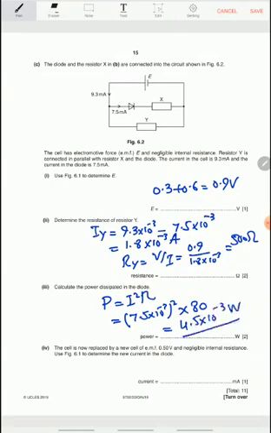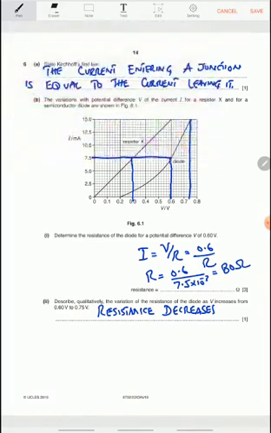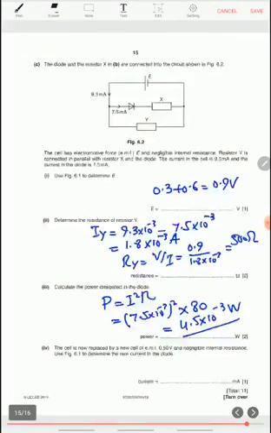That's it. And I'd say the cell is now replaced by a new cell of EMF 0.5 volts and negligible internal resistance. Use the figure to determine the new current in the diode. Switch off the pen and move to the back page. Now I have to draw a horizontal line because the diode and the resistor Rx are in series, so the same current will be flowing through both devices. I can switch on the pen once more. If we draw a line right here, it says 0.4 volts across the diode and 0.1 volt across the resistor. So the total voltage sums up to 0.5 volts. So we can write the answer, that is 2.5 milliamps.